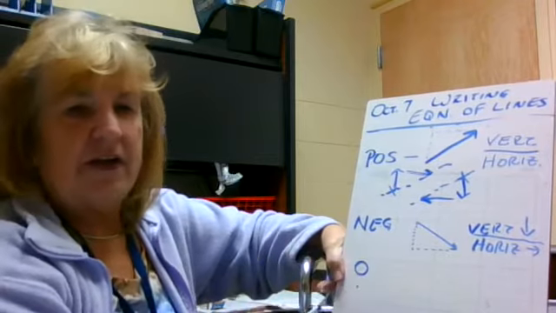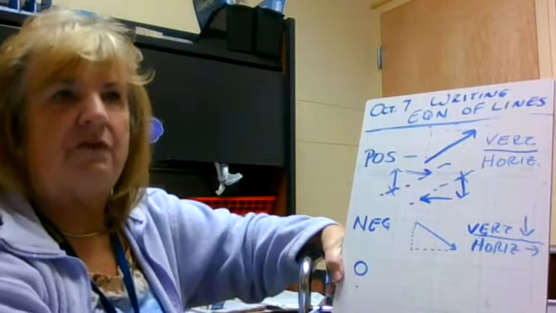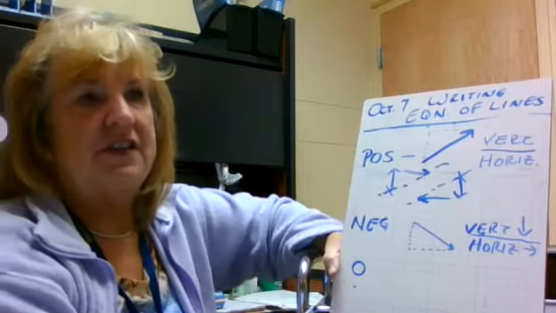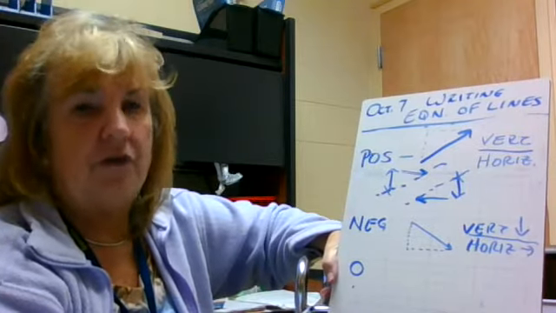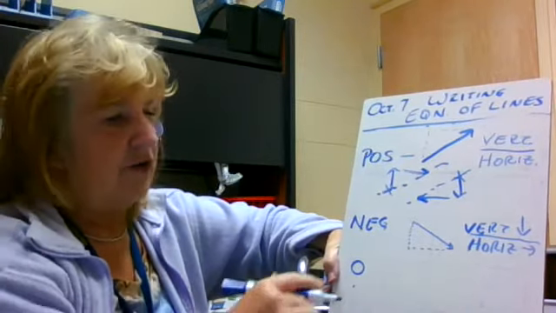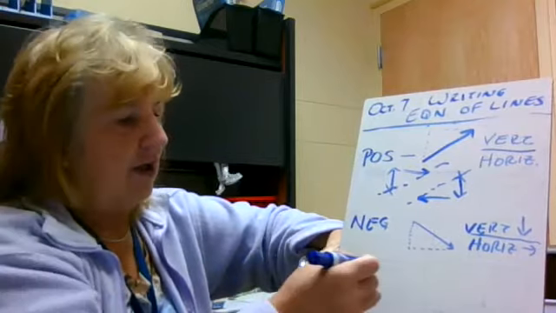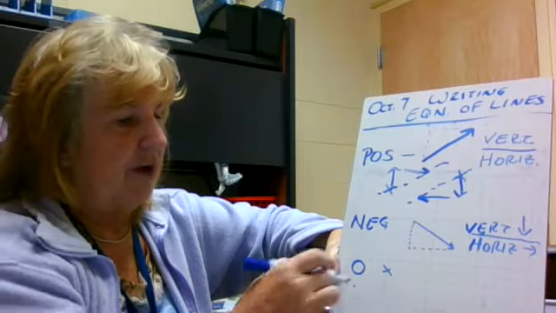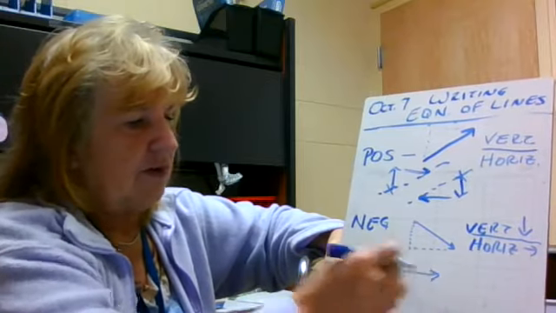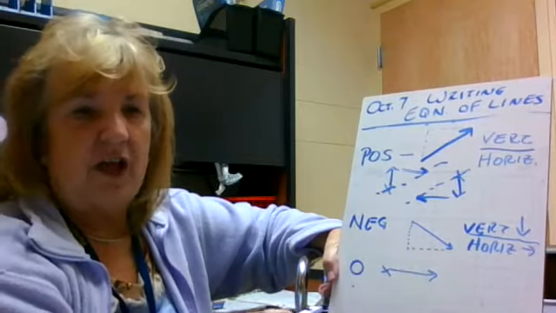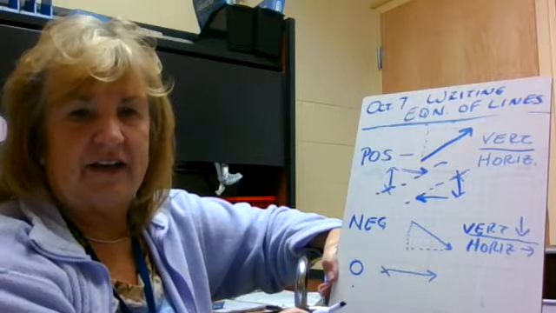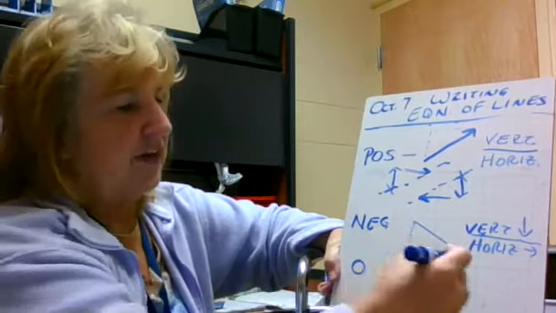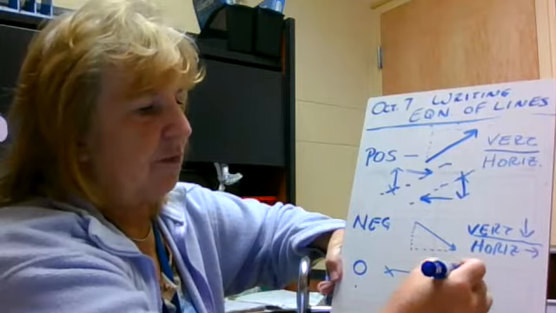Zero slope, where we said before a zero slope was a slope that had no vertical movement at all. So it didn't go up or down at all. So if I started here and I don't move up or down, then the only way I can go is this way. Well, that's a horizontal line. So horizontal lines have zero slope.